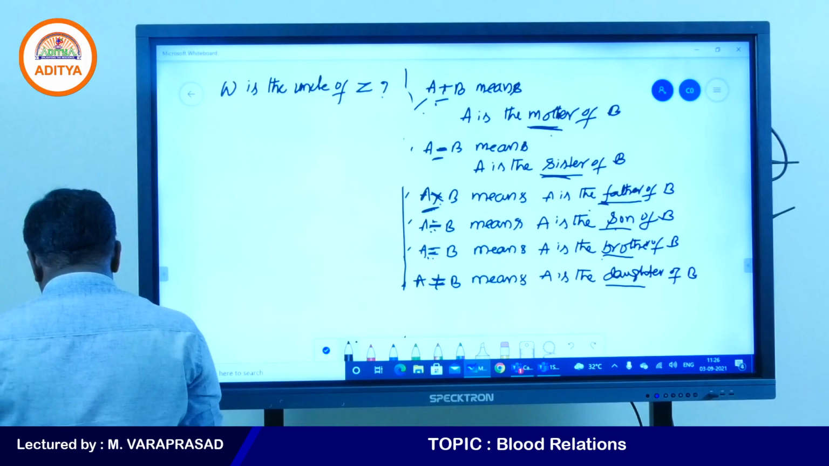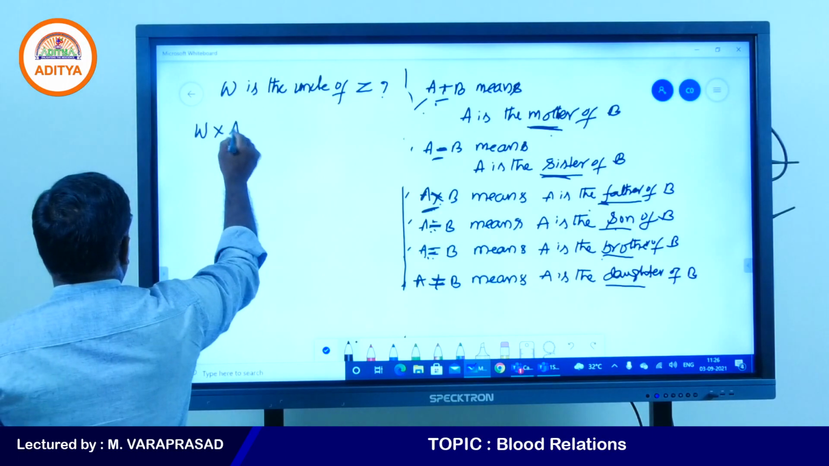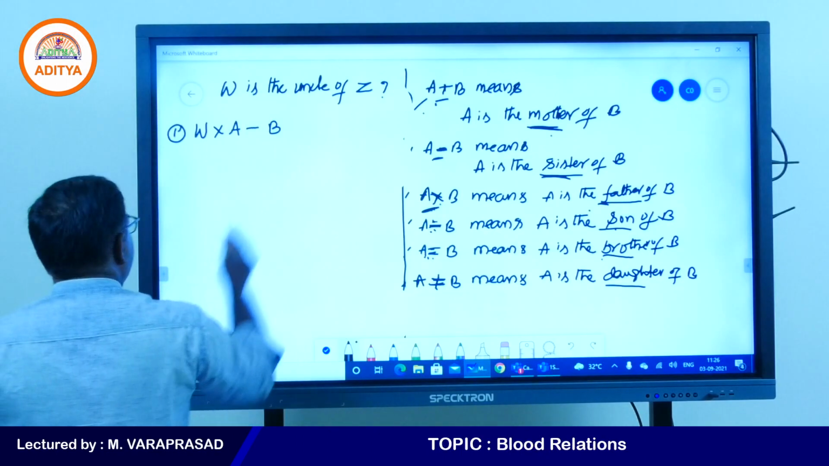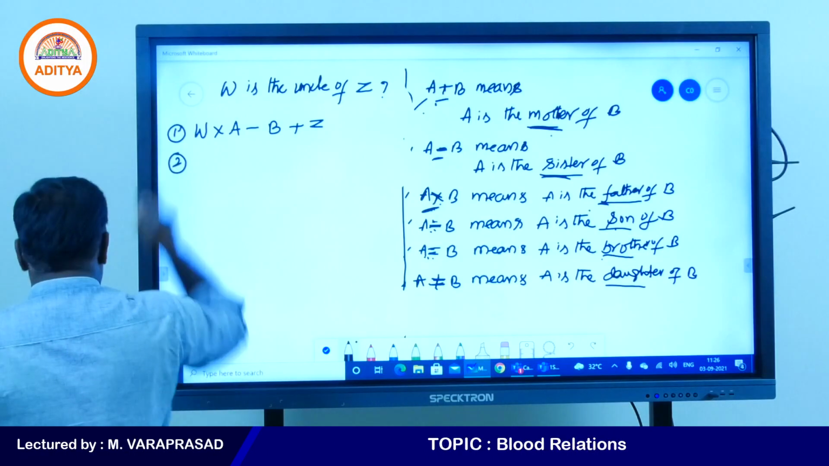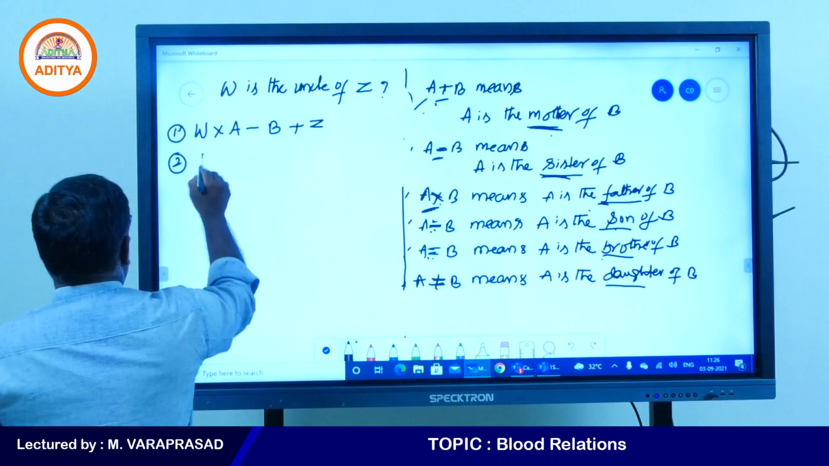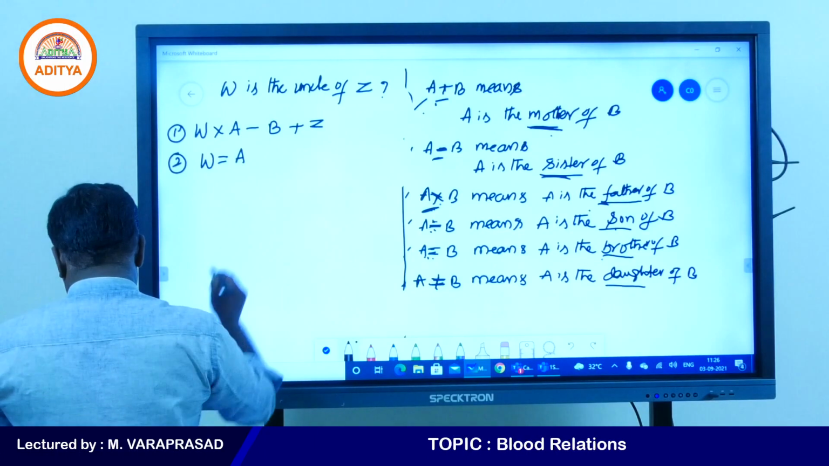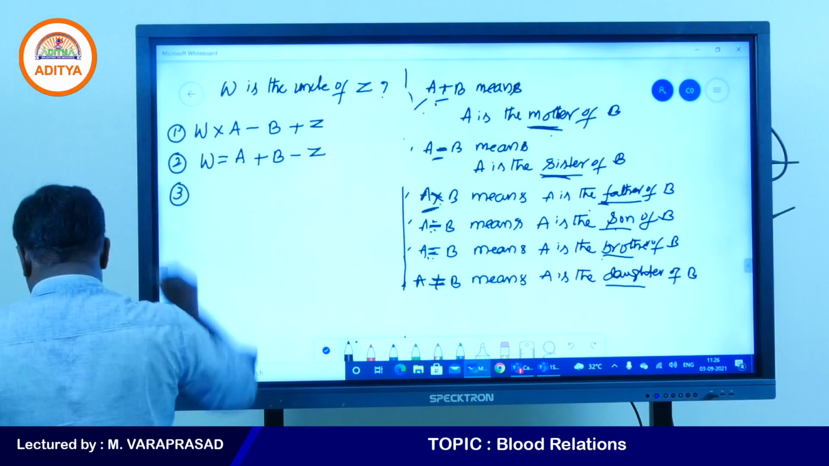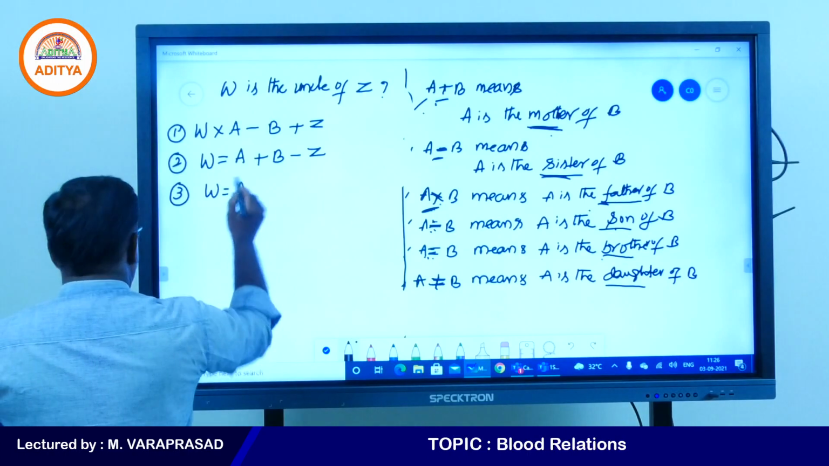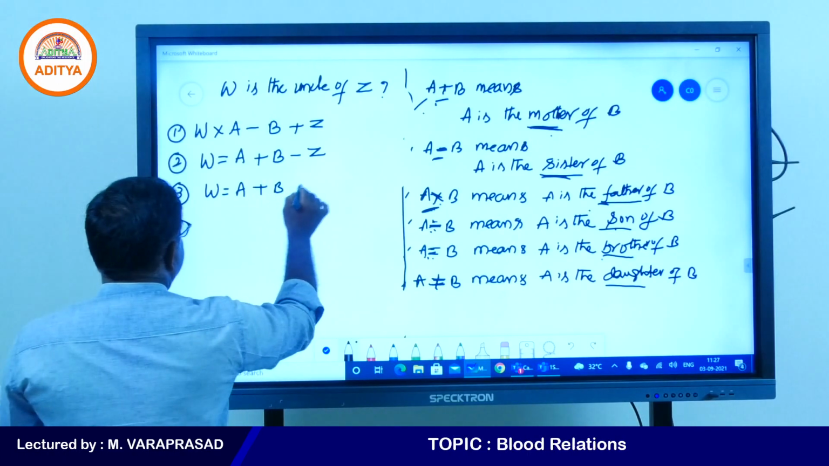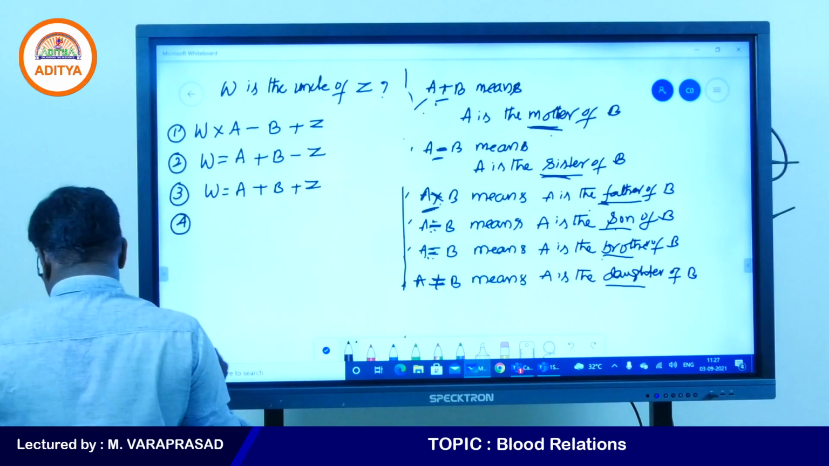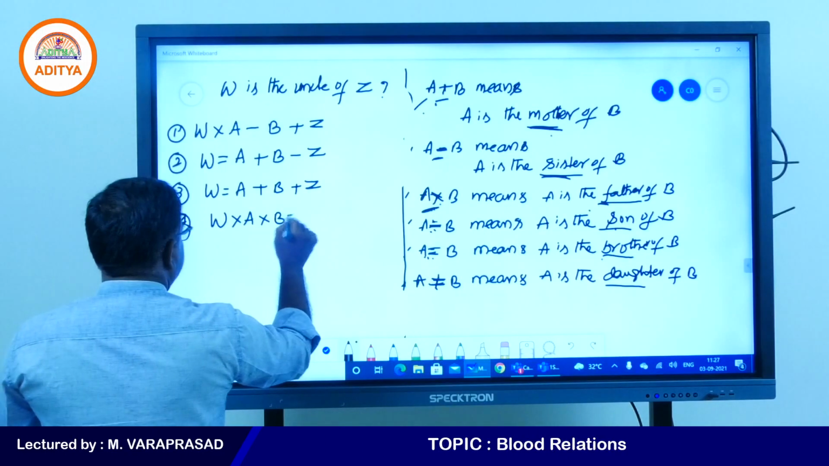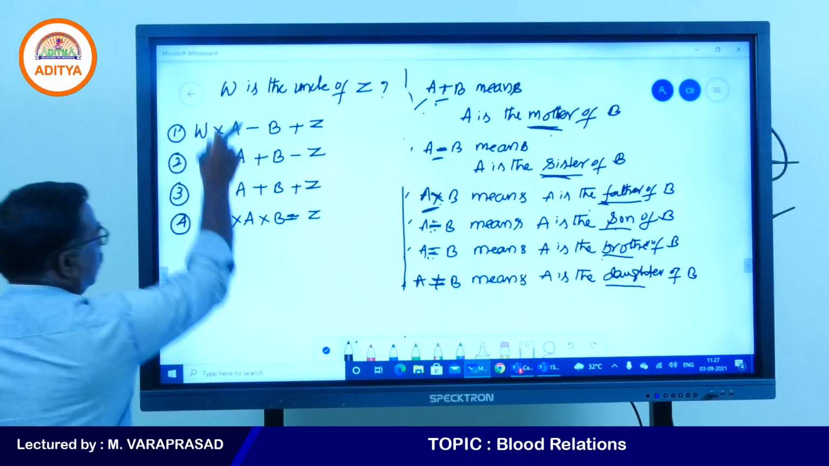Now the relations are given. First option: W into A minus B plus Z. The second option: W equal to A plus B minus Z. The third option: W equal to A plus B plus Z. And the fourth option: W into A into B equal to Z. Which option gives this relation?